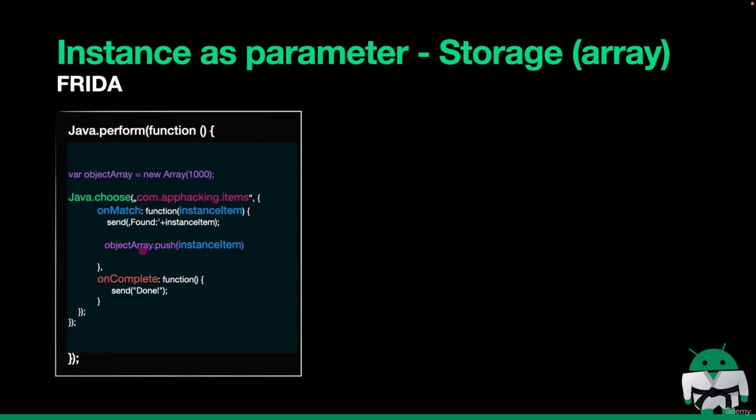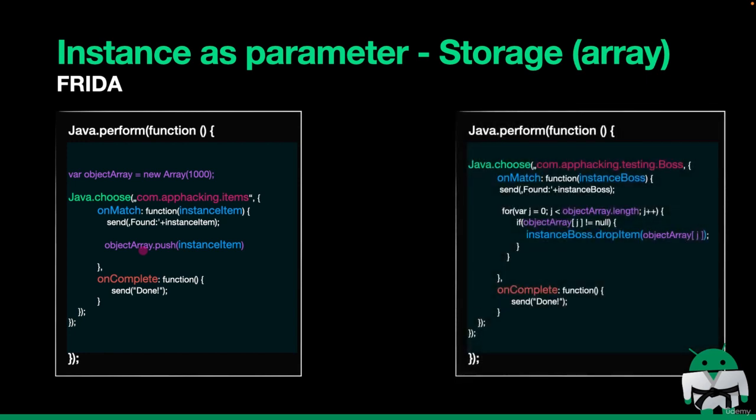So let's say we've got our boss over here. So we are searching for those boss instances over here. And now if we find one, we can now iterate over our array, so our object array, and then we can reuse those items in our boss method. For example, this drop item.